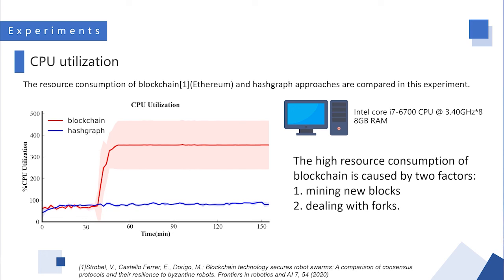The CPU utilization of the blockchain approach starts at about 80% and stays there for about 40 minutes. After that, the curve rises rapidly and reaches its top at about 350%. This is caused by two factors: mining new blocks and dealing with forks. The CPU utilization of the Hashgraph approach stays at about 80% from beginning to end, so the Hashgraph approach consumes fewer resources than the blockchain approach.